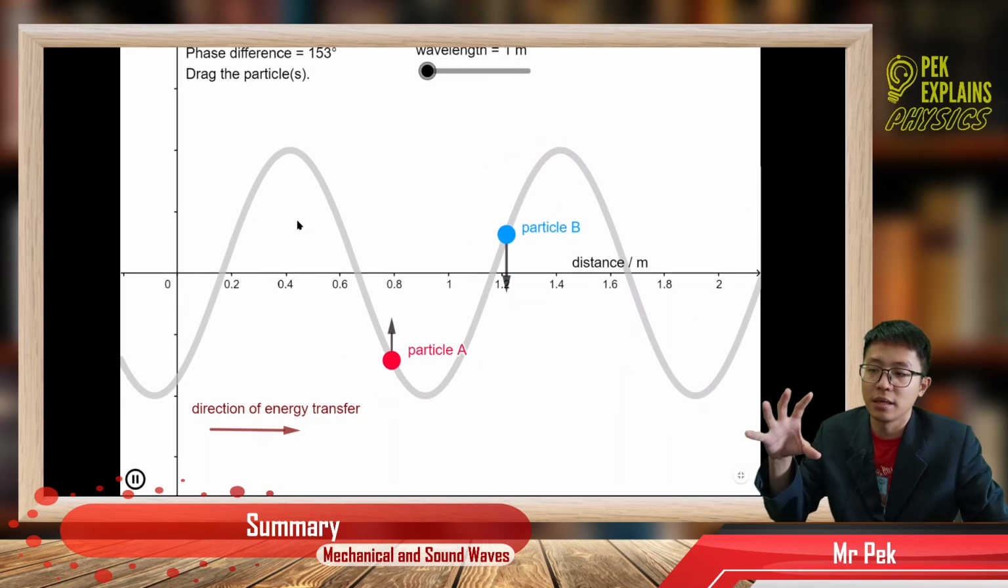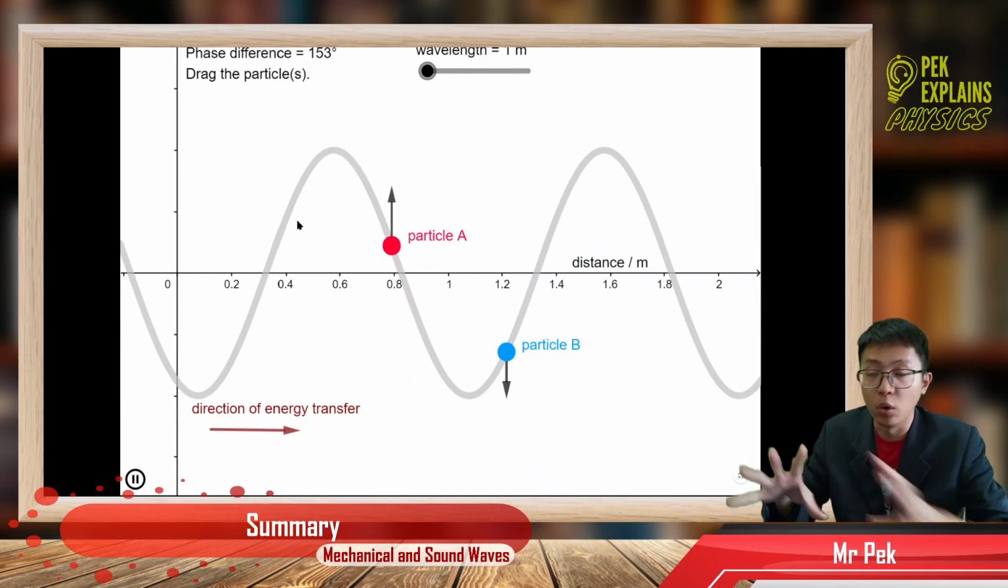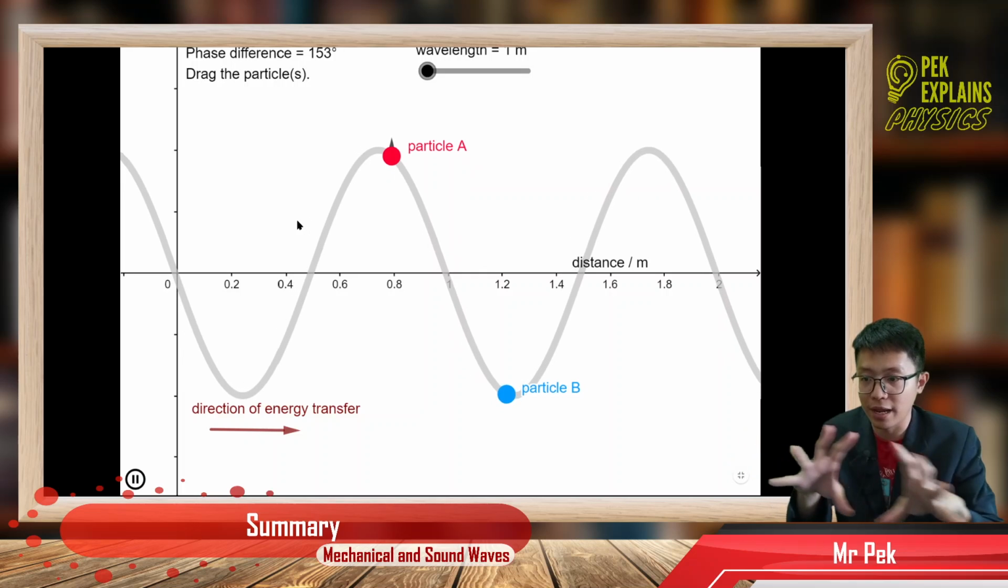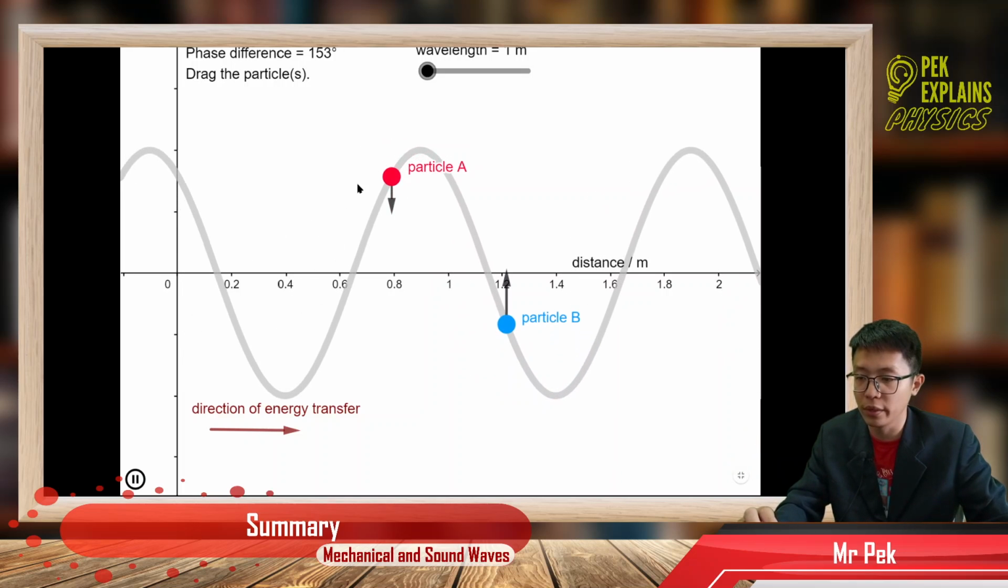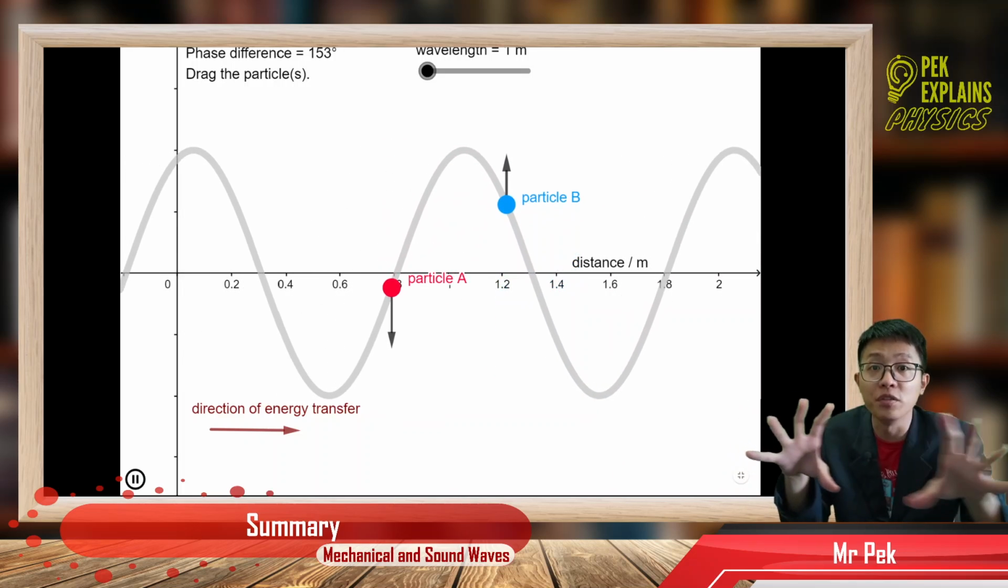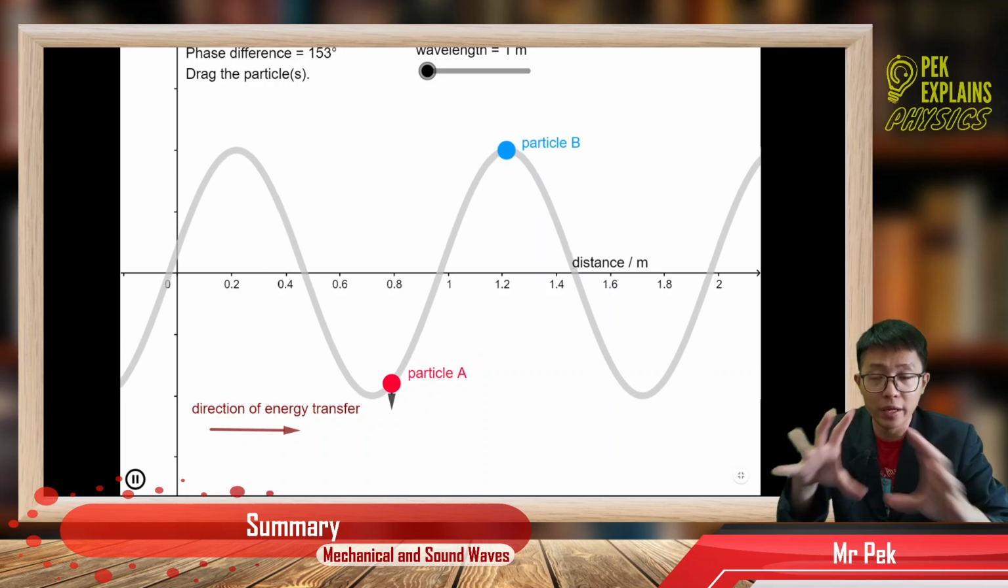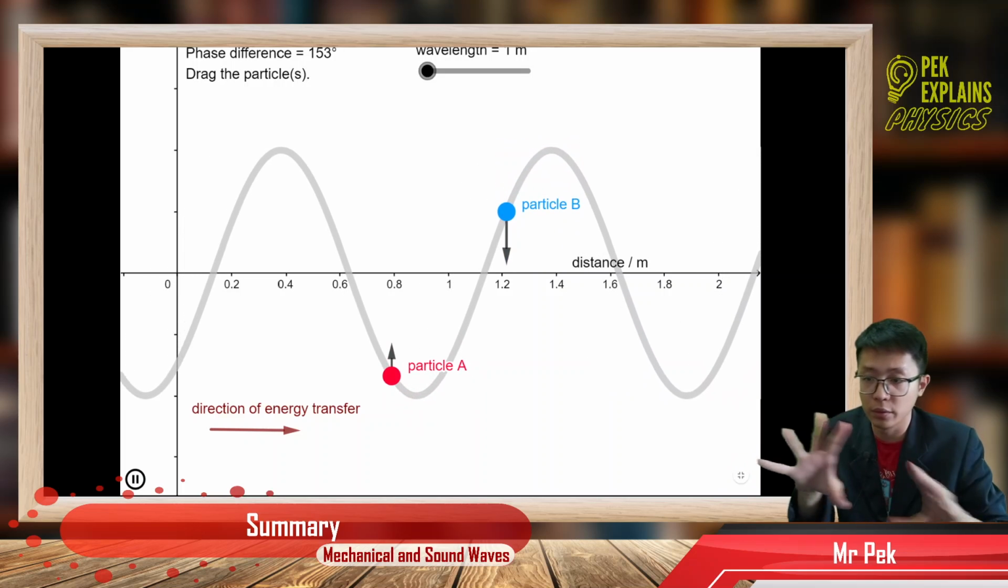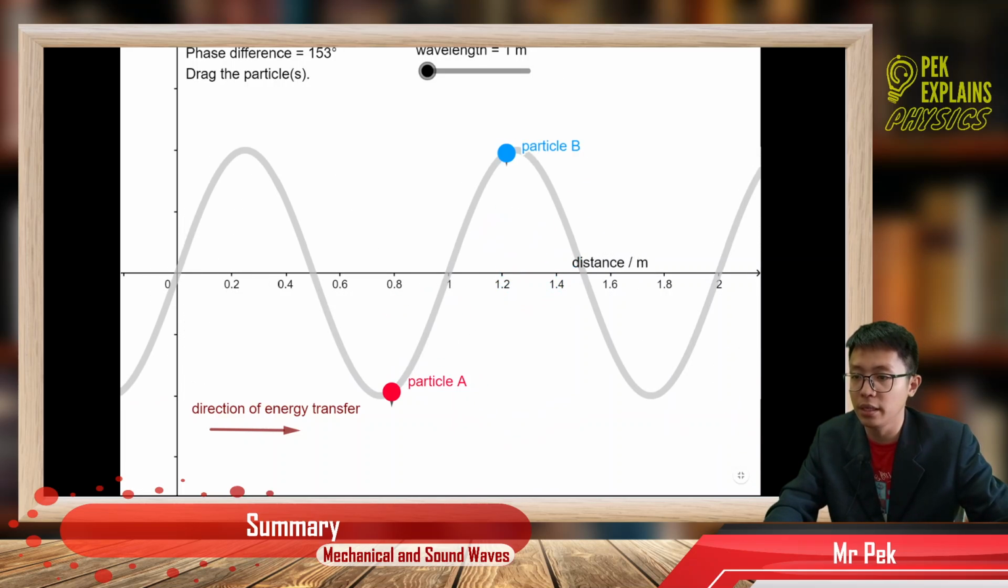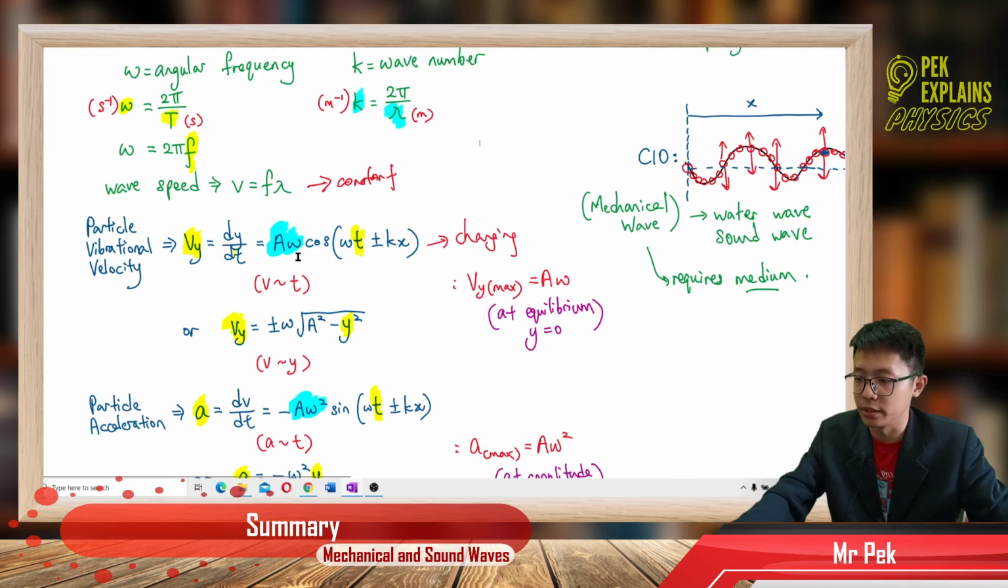Wave speed means the speed of the wave, the whole wave profile moving to the right. See this one, the whole wave moving to the right at constant speed. Wave speed is always constant. Okay? v equals f lambda is always constant.